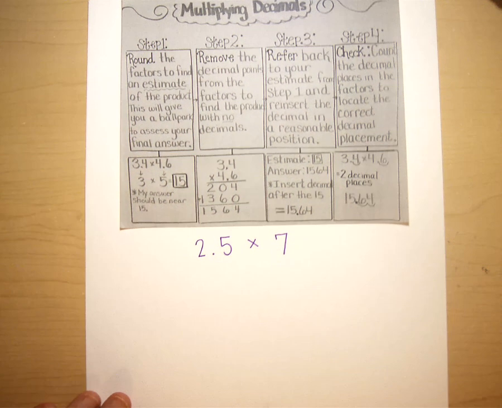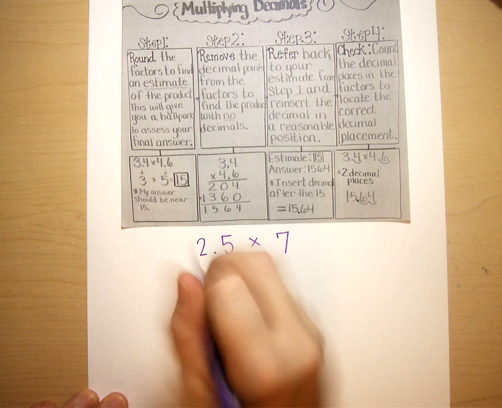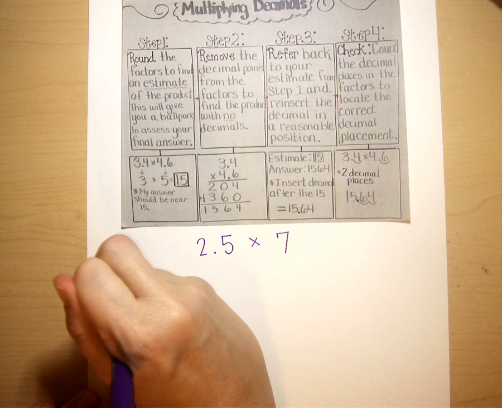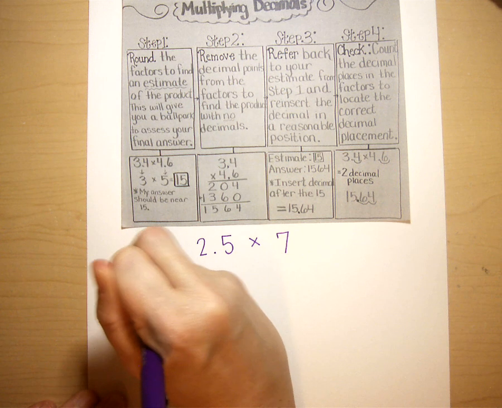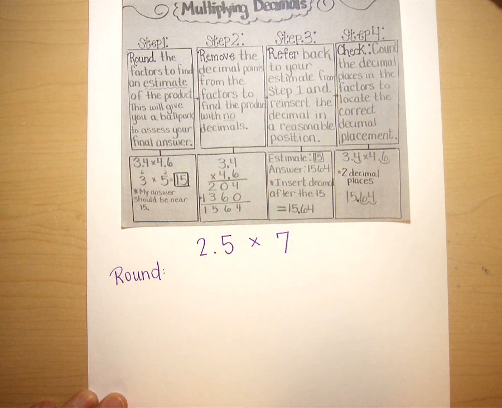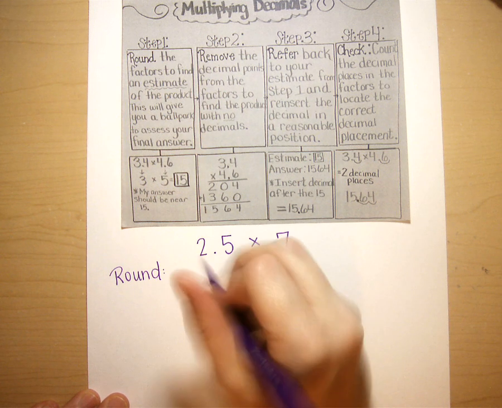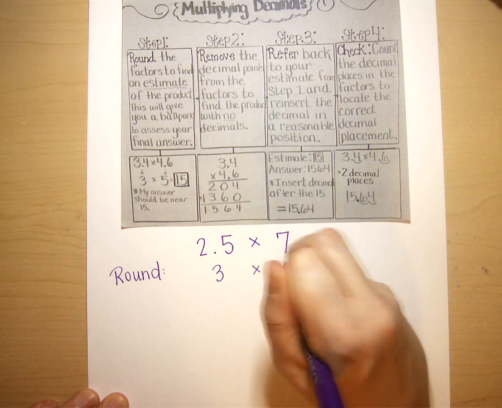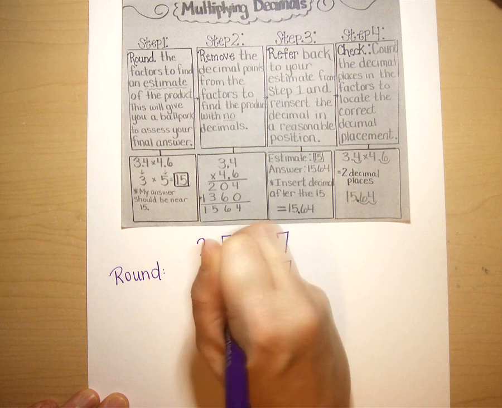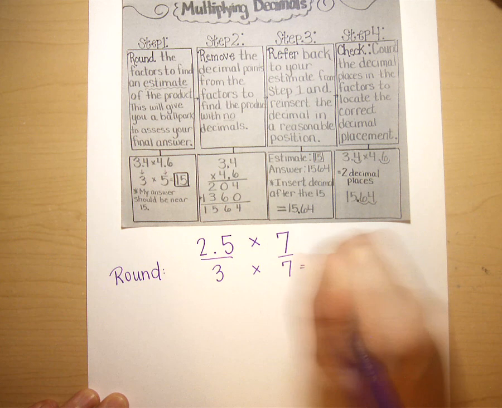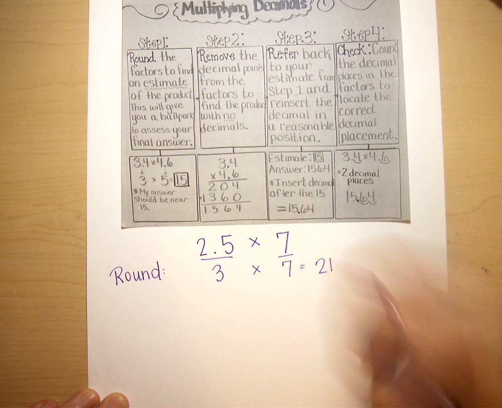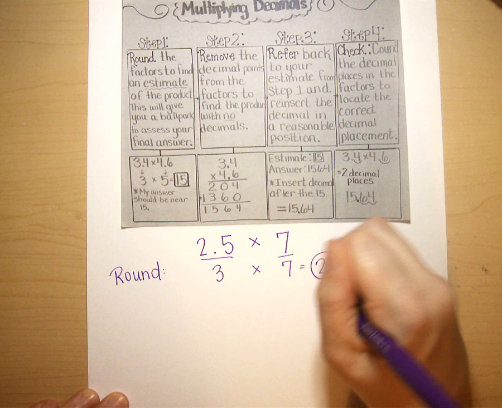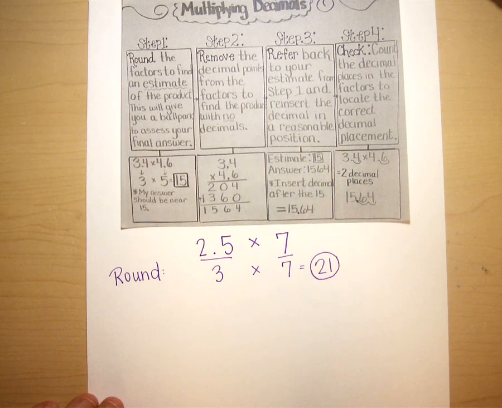So the first thing that I want you to do is I want you to round those numbers. Rounding the numbers helps you realize, is my answer reasonable? Does it make sense? So 2 and 5/10 we would round to 3, and 3 times 7 equals 21. So I know my answer needs to be around 21. It needs to be like a 2-digit number.